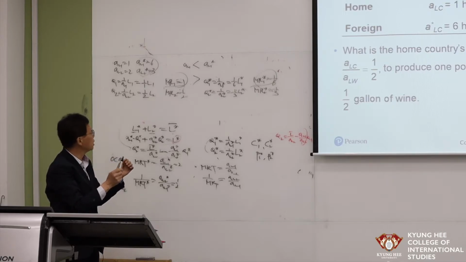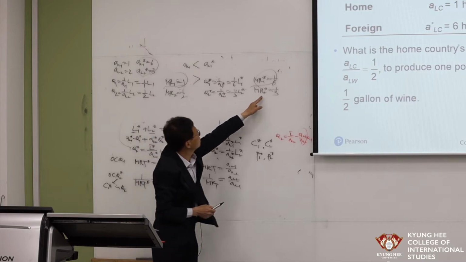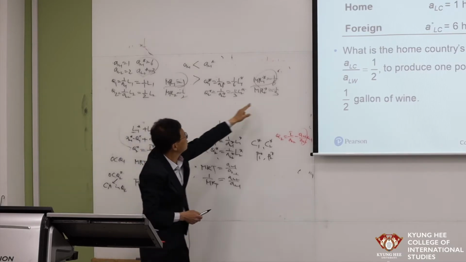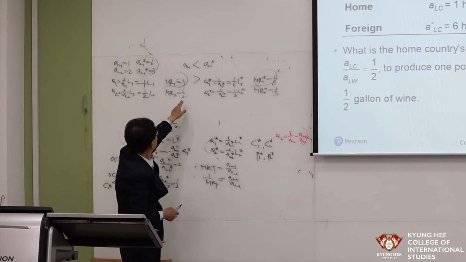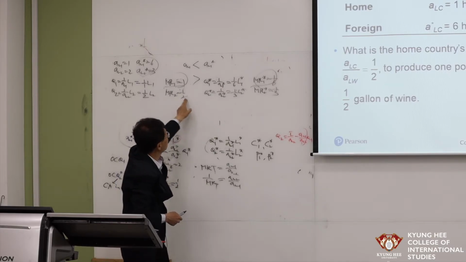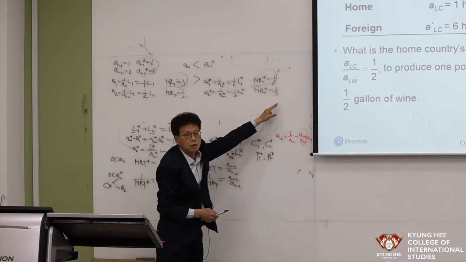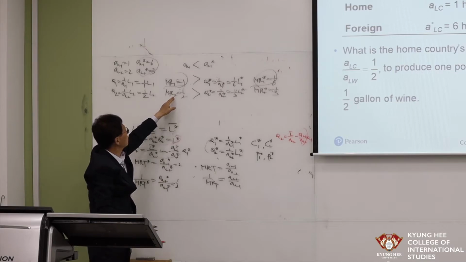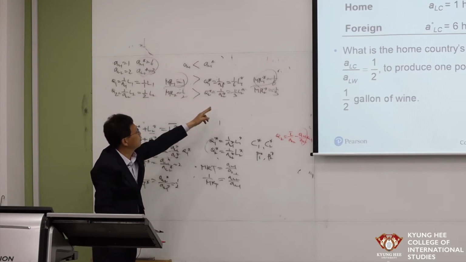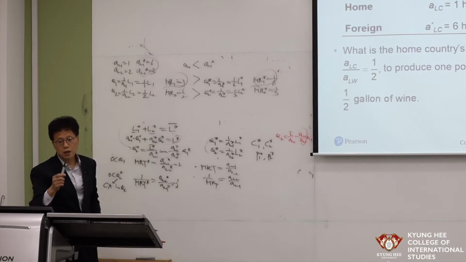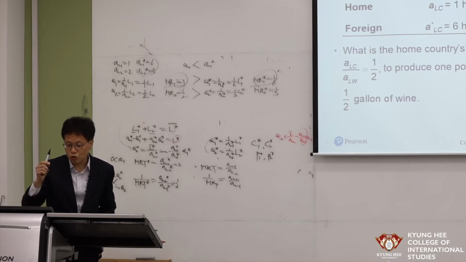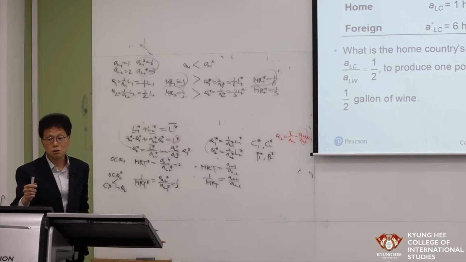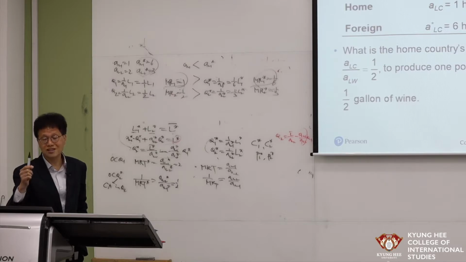Also compare MPL2 and MPL2 star. Half is greater than a third, or AL2, 2, is smaller than AL2 star, 3. This implies that marginal labor productivity in Q2 is greater in home than foreign. So the home country has absolute advantage in Q2. In this example, the home country has absolute advantage in Q1 and Q2, whereas the foreign country has absolute disadvantage in Q1 and Q2 simultaneously.